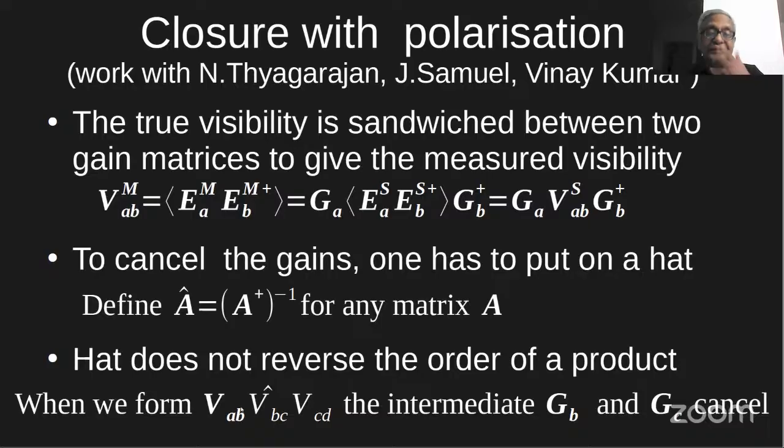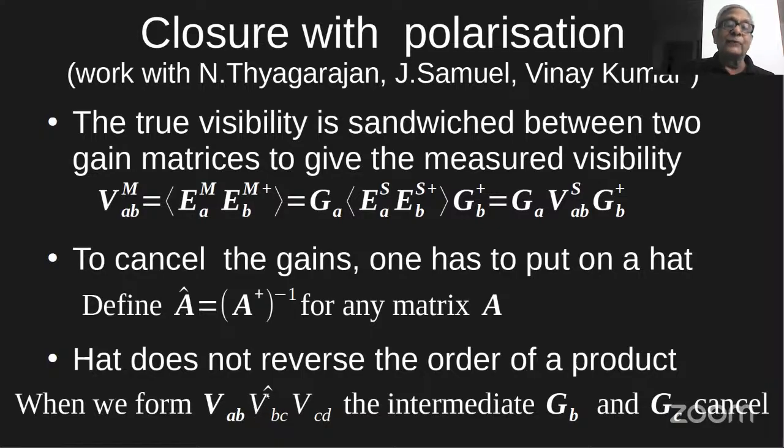Okay, and the GB and GB dagger don't cancel. However, if you take the hat of anything, suppose you take the hat of VBC, first of all, the order doesn't change. But VBC begins with a GB, and when you take the hat, it becomes GB dagger inverse. And now VAB ends with a GB dagger. So you've actually achieved your goal of cancelling GB.